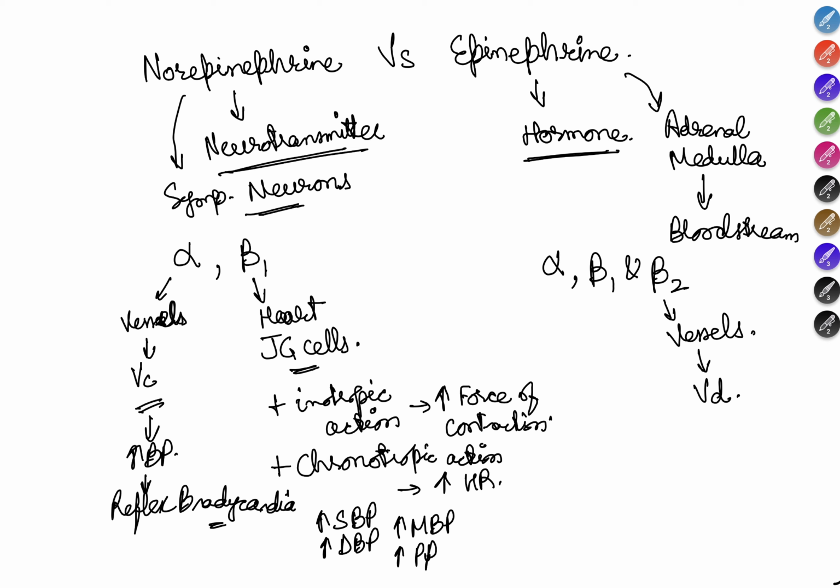So with norepinephrine, you will see a rise in the systolic blood pressure, a rise in the diastolic blood pressure, a rise in the mean blood pressure, and a rise in the pulse pressure. So pulse pressure is the difference between the systolic and diastolic. So you can understand the systolic rises more and diastolic rises, but not to as much extent. So the difference between the two increases. So there is a rise in all these parameters.